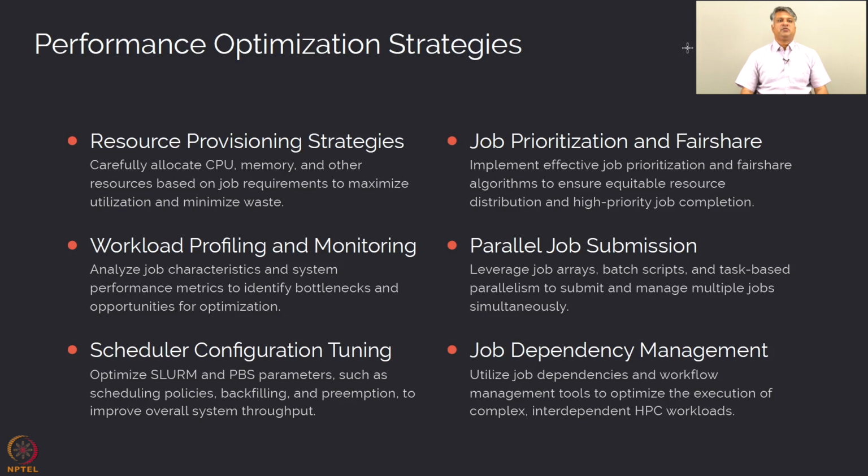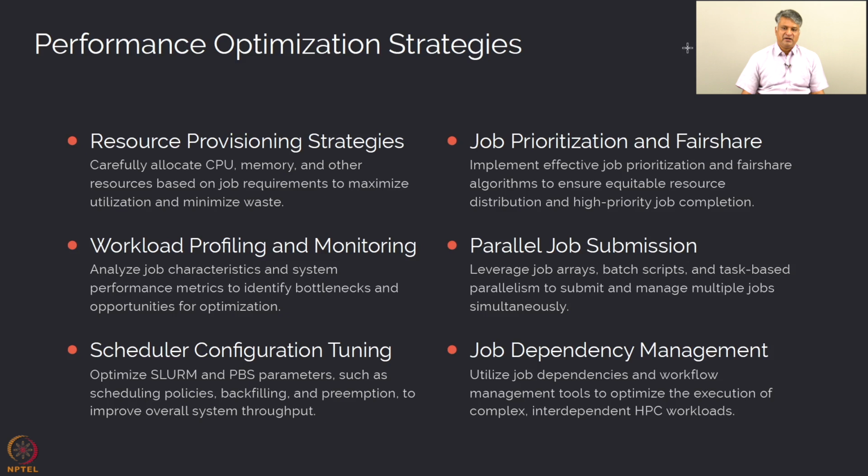So what are the different performance optimization strategies? Resource provisioning strategies: carefully allocate CPU, memory, and other resources based on job requirements. Workload profiling and monitoring: analyze job characteristics and system performance metrics to identify bottlenecks and opportunities for optimization. Scheduler configuration tuning: optimize SLURM and PBS parameters such as scheduling policies, backfilling, and preemption to improve overall system throughput. We also need to look at job prioritization and fair share algorithms to ensure an equitable resource distribution and high priorities for job completion.